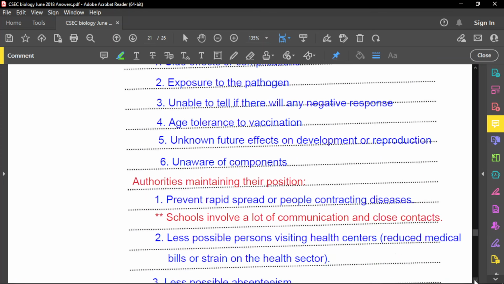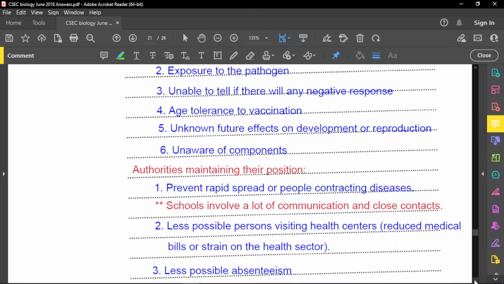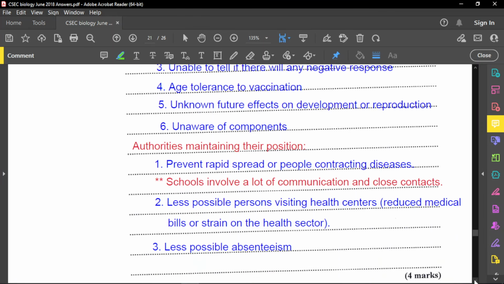In terms of authorities maintaining their position, there are a number of things we can talk about. One is that the authorities will say this will prevent rapid spread or people contracting diseases, because they know that school involves a lot of communication and close contacts. So of course that will be like a melting pot to transmit the disease from person to person, and so they will stand their ground to reduce transmission of diseases.